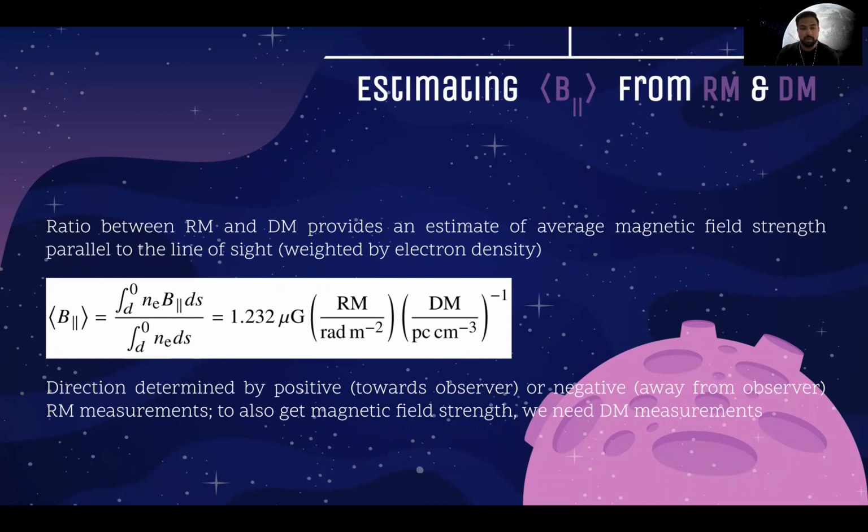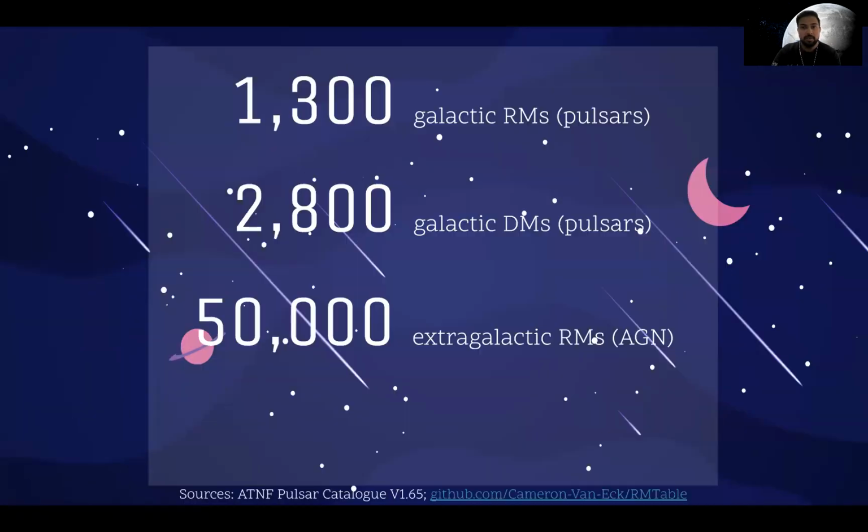But if you only have RM measurements, that can tell you whether or not the magnetic field is pointing towards or away from you. But if you also have the dispersion measure along that same line of sight, then you can get a full estimate of both the direction and strength of the parallel magnetic field.